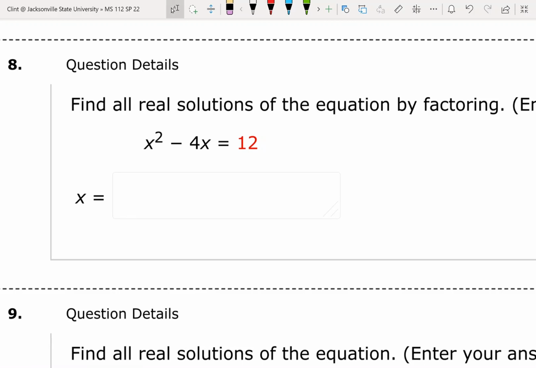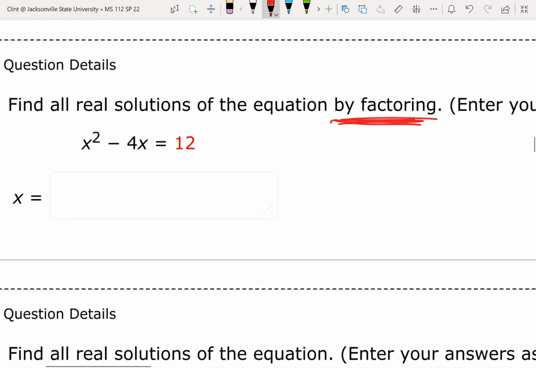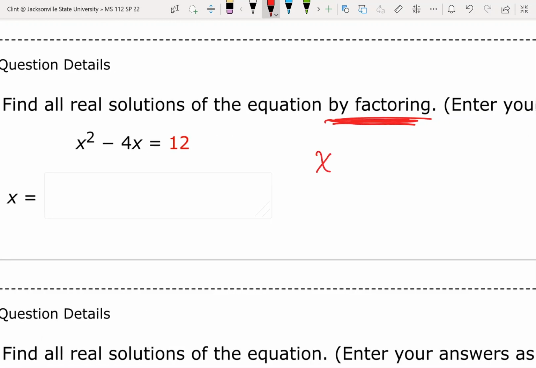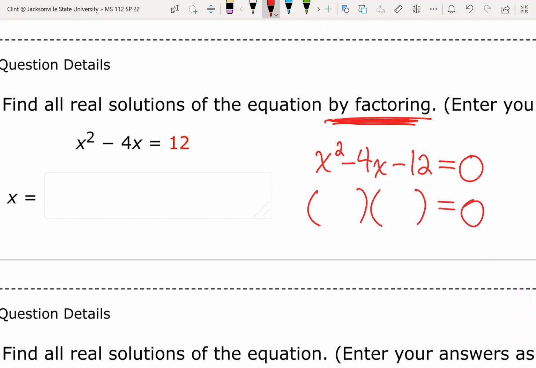Number 8 is find all real solutions of the equation by factoring. So this one does specify we need to do it by factoring. And we've got a couple where it just says find the solutions, and you can do those any way you want to. This one says by factoring. So first, we need to get everything on one side. So we can subtract 12 from both sides. Okay. And then to factor this one, we need factors of negative 12 that add together and give us negative 4.